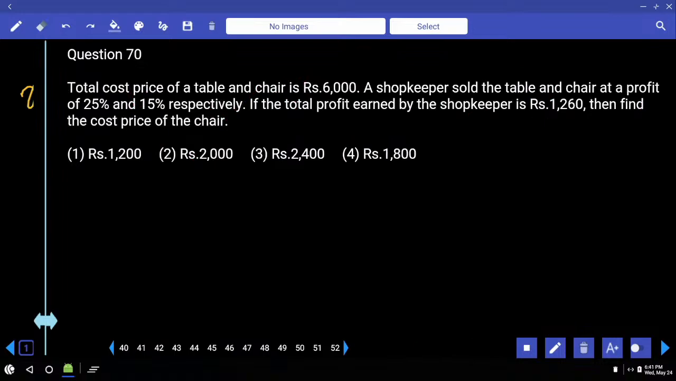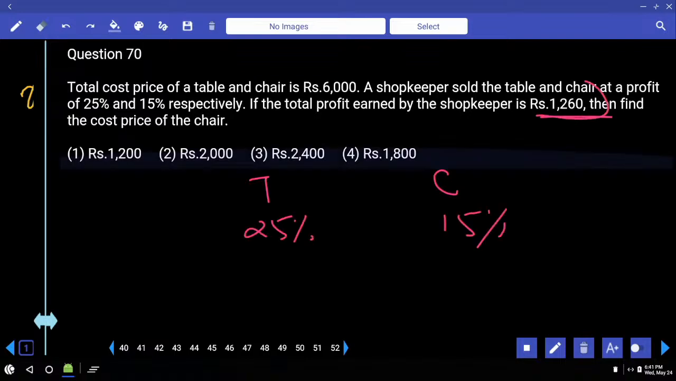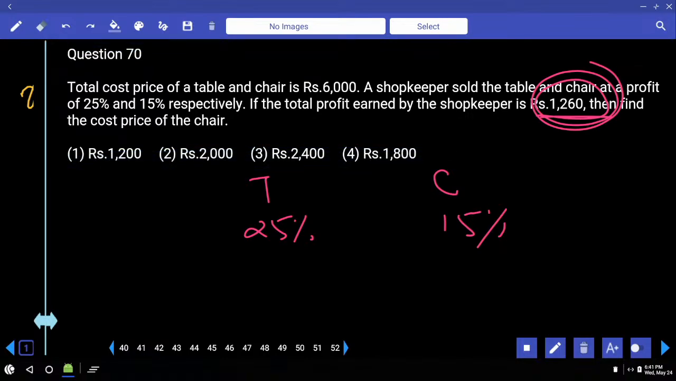Total cost price of a table and chair is 6,000. A shopkeeper sold the table and chair at a profit of 25% and 15% respectively. If the total profit earned by the shopkeeper is 1260, then find the cost price of the chair. This can be done by the mixture and allegation method. The table and chair have 25% profit and 15% profit. Here the total profit is given in terms of a figure, not in terms of percentage.